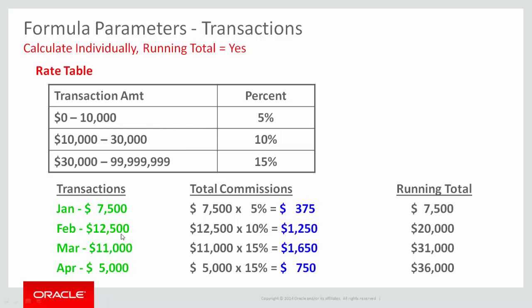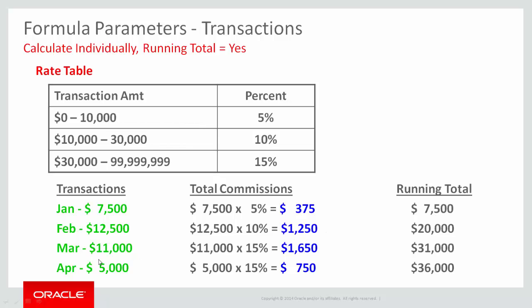The second transaction comes in for $12,500. Now we know that we've already sold $7,500 and now we've sold another $12,500. So in reality, the system knows that our running total is we're now at $20,000. So it's going to take the $20,000, run that through the rate table, see that's paid out at a rate of 10%. And then we're going to calculate the transaction, which is the $12,500 times 10%. And that's going to yield $1,250.